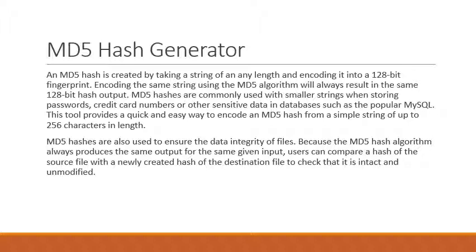The MD5 hash is also used to ensure the integrity of files. Because the MD5 hash algorithm always produces the same output for the same given input, that means whatever message is encoded through the private key must be equal and the same at the public key's end. So the algorithm must always be the same. Users can compare a hash of a source file with a newly created hash of a destination file to check that it's intact and unmodified.